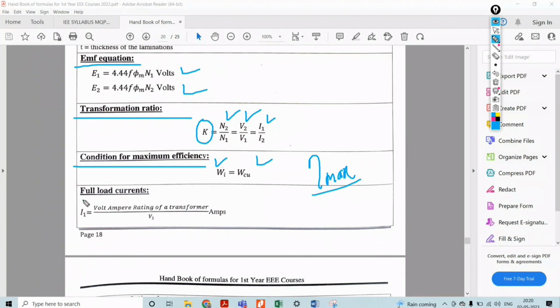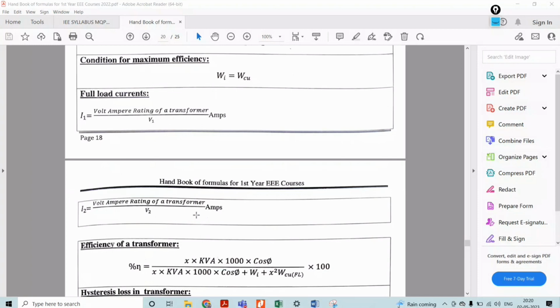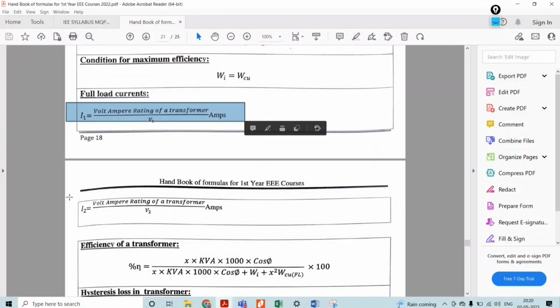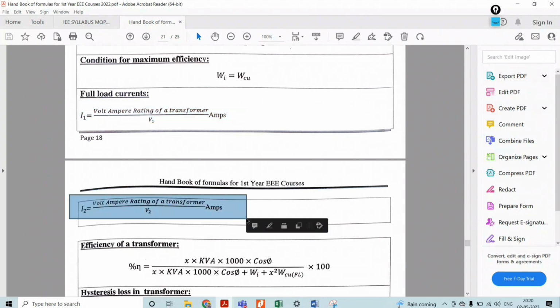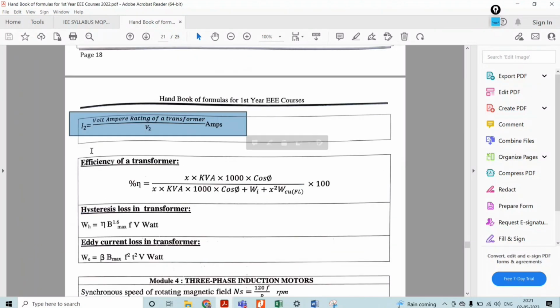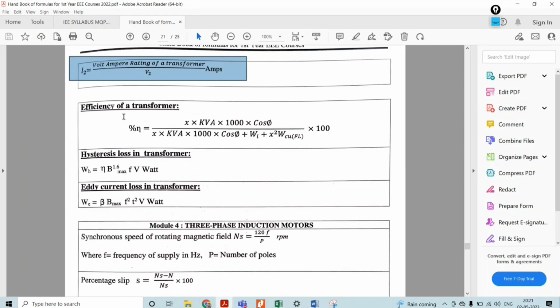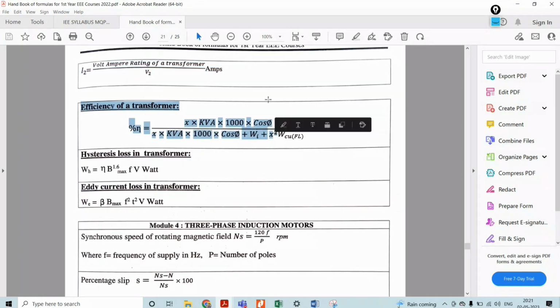Then full load current evaluation: rating of the transformer divided by voltage, we will get the full load current. With respect to the primary I1, with respect to the secondary I2. For I1 divide by V1, for I2 divide by V2, with respect to the rating of the transformer. Then efficiency of the transformer. I have also used the same formula, you might remember it from my regular class.